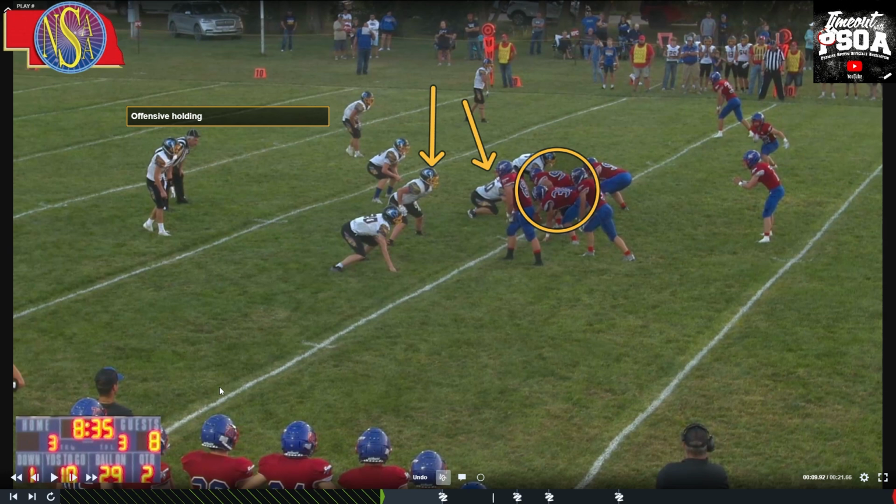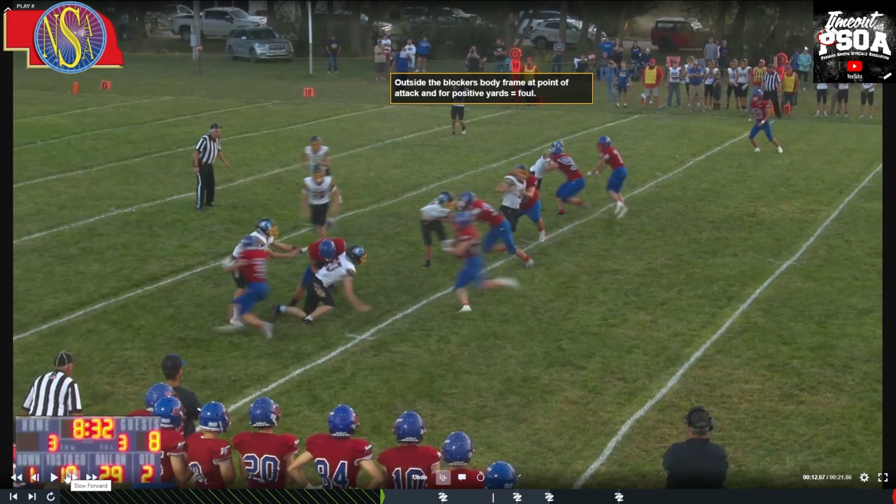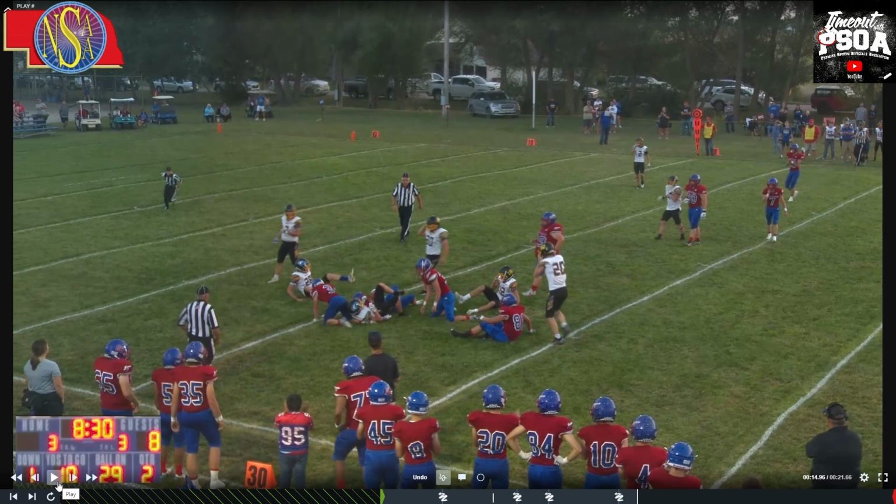What is not holding? Let's start with finding the indicator, defining the category, and then finishing the process of is it or is it not. We initially have grabs outside the body frame. That's an indicator. We need to keep our eyes on those two blocks. Now we are outside of the blocker's body frame. Now we have a grab and restrict category. Now we've got to see the result on the opponent, the result of the play. We have positive yards, and those two players could have had an impact to stop that ball carrier.